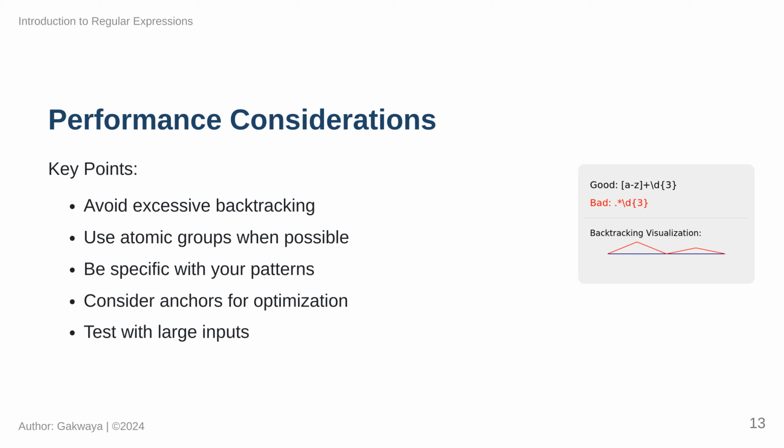Instead of using greedy quantifiers like asterisk that match everything, use more specific character classes or atomic groups. Anchors can also help by telling the engine exactly where to look for matches. Always test your patterns with large inputs to ensure they perform well at scale. Remember, a more specific pattern might be longer to write, but it will usually perform better than an overly general one.